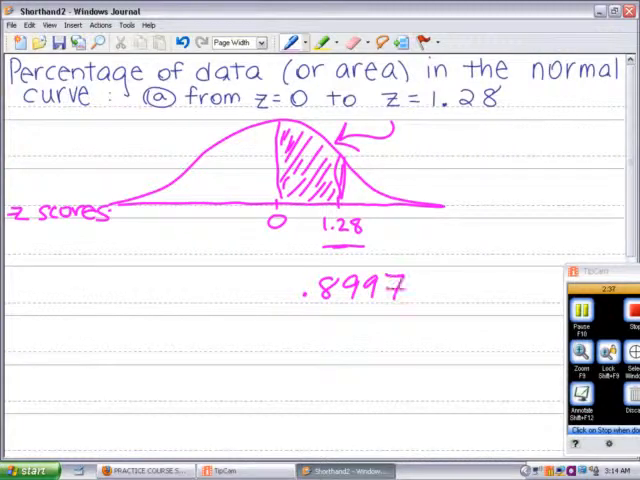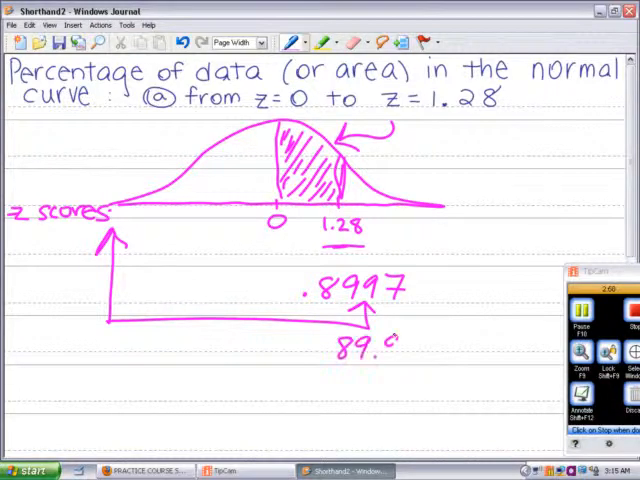0.8997 is the percentage from all the way on the left to the z-score you look up. So we know that all the way from the left to z equals 1.28, we have 0.8997, or 89.97%. Okay. This is not the final answer because we don't have anything shaded in to the left of 0. We just want from 0 to 1.28.